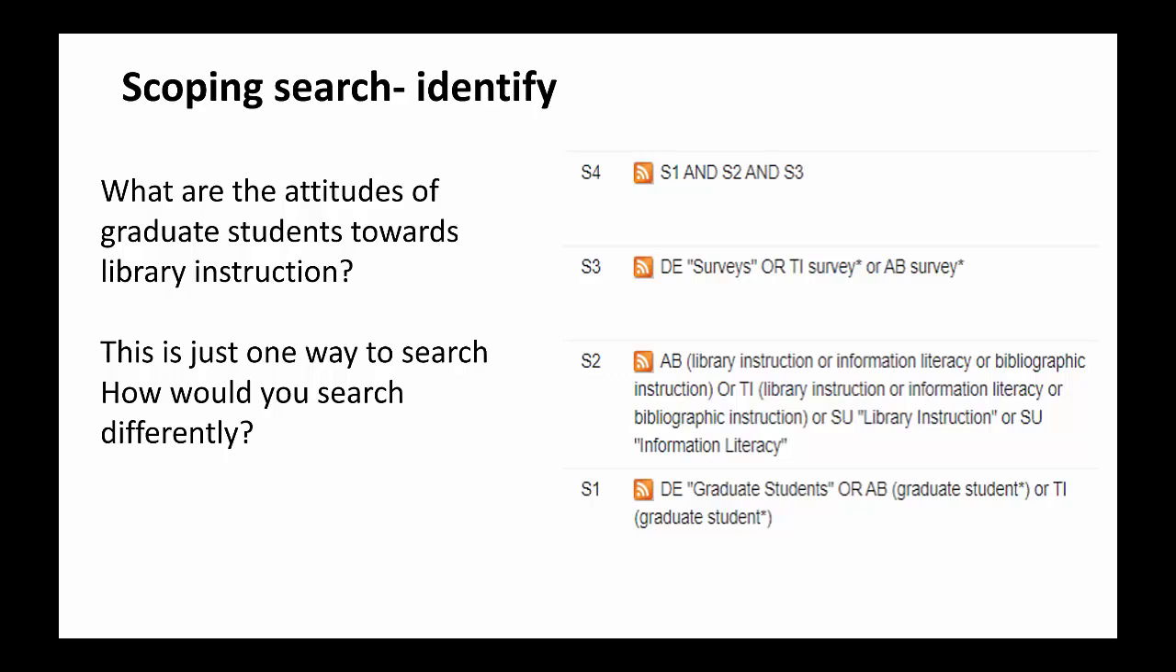And if I showed you this one when it was full blown and done well, it would probably combine a lot more terms in here. But how would you search this differently? Have some terms around attitude. Yeah.